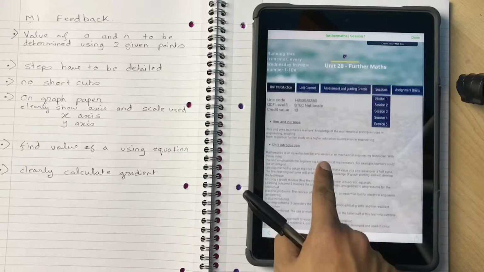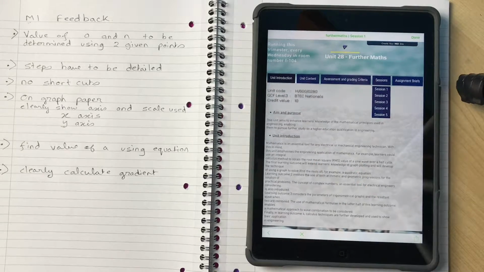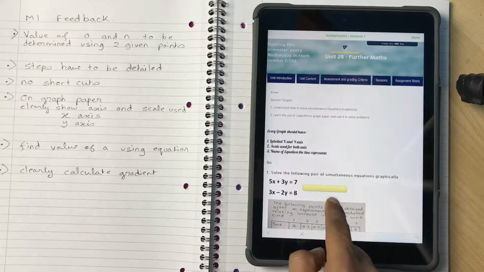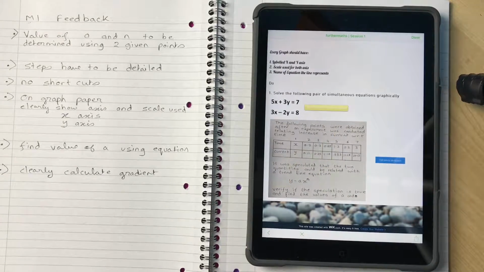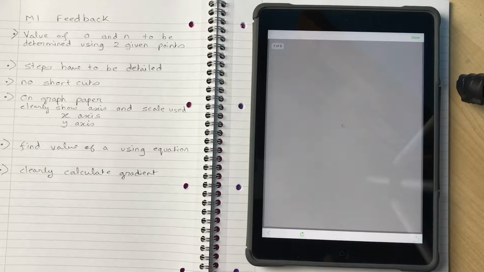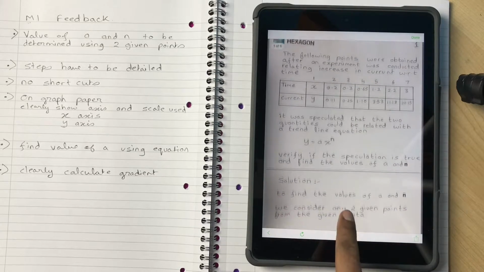So where do you get help to do your M1 task? If you go on to sessions, session 1, I have a problem here which is very similar to the M1 question asked in your assignment. If you click here, it is a solved example.